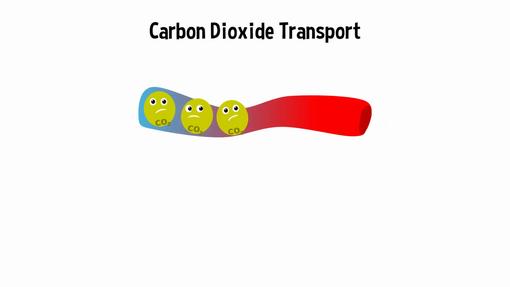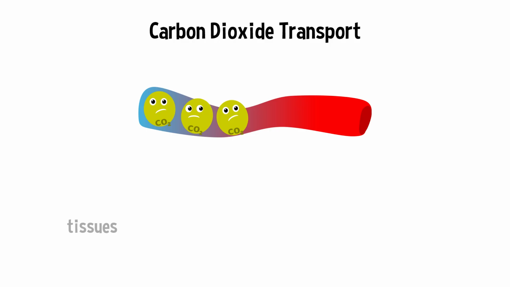Now that we understand the forces that are causing oxygen to move out of the lungs and into the blood and carbon dioxide to move out of the blood into the lungs, there's an important thing that we need to understand regarding carbon dioxide transport. So let's talk about carbon dioxide for a moment.